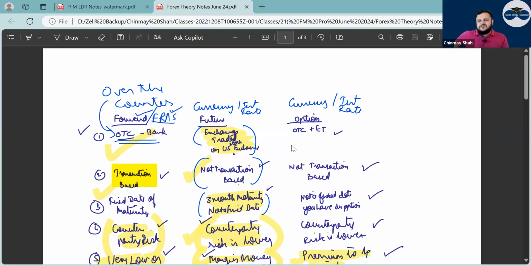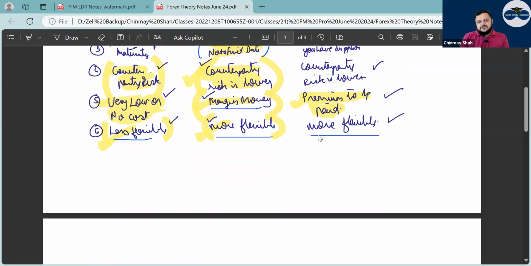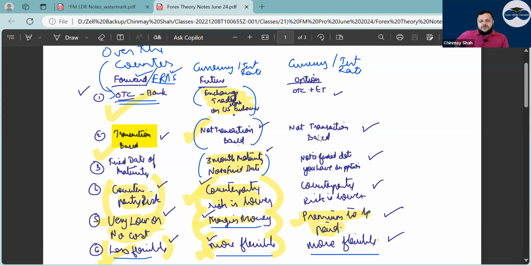Options are not transaction based because these are betting tools. Forwards have a fixed date of maturity. Futures generally have 3 months maturity, and with options you can go anytime and exercise the option. In the forward market there is counterparty risk involved, but with futures and options, because they are on the stock exchange, there is none. Counterparty risk means someone defaulting in the transaction, either bank not paying or customer not paying.